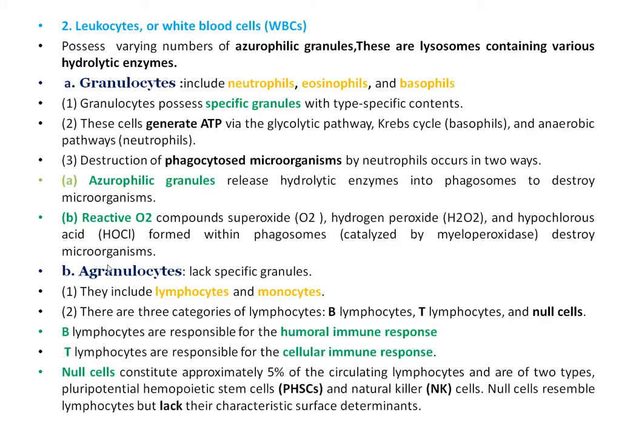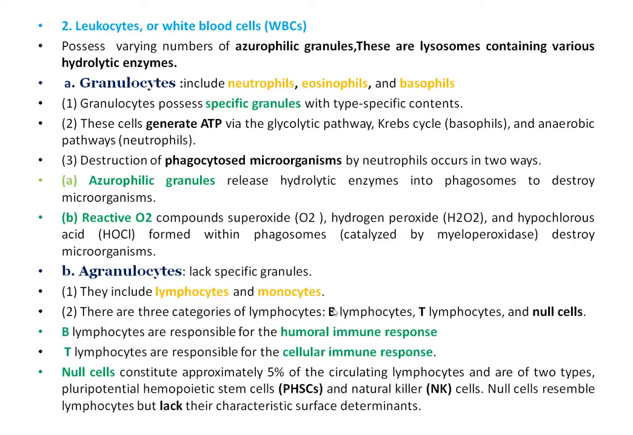The second type of leukocytes is agranulocytes, which have no specific granules, while granulocytes have specific granules in their cytoplasm. The agranulocytes include lymphocytes and monocytes. Of lymphocytes, we have three categories: B lymphocytes, T lymphocytes, and null cells.